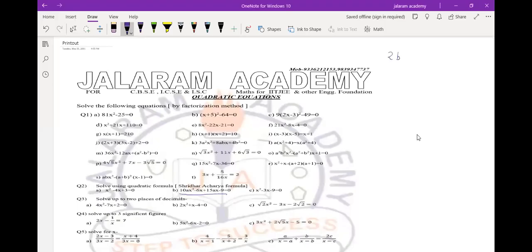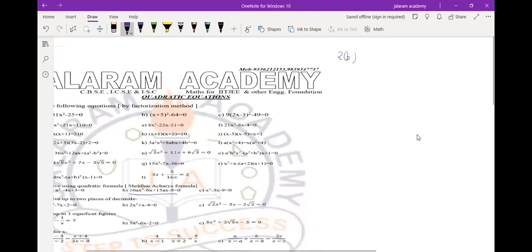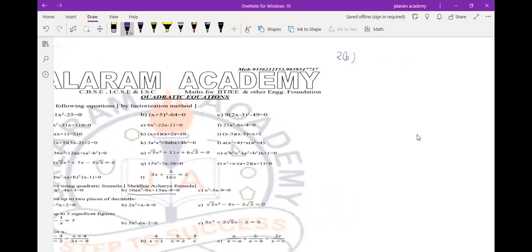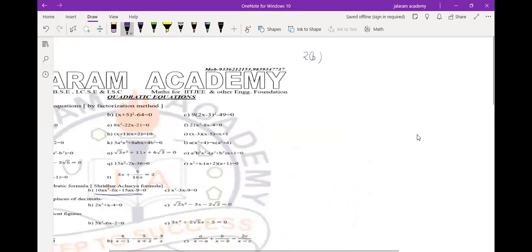Question number 2b. 10ax square minus 6x plus 15ax minus 9 equals 0.